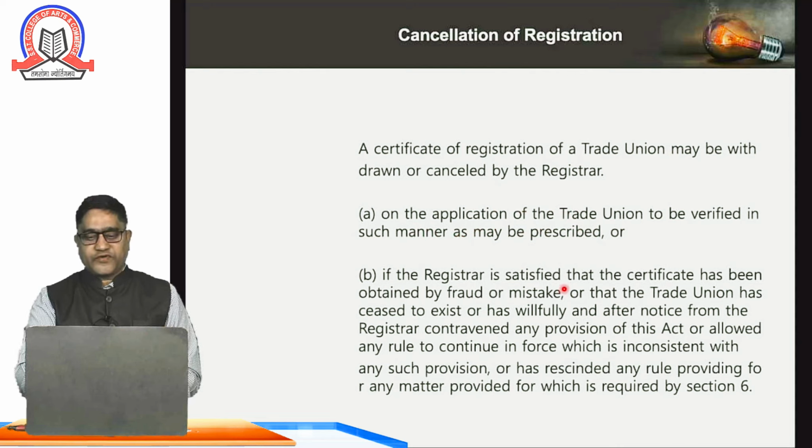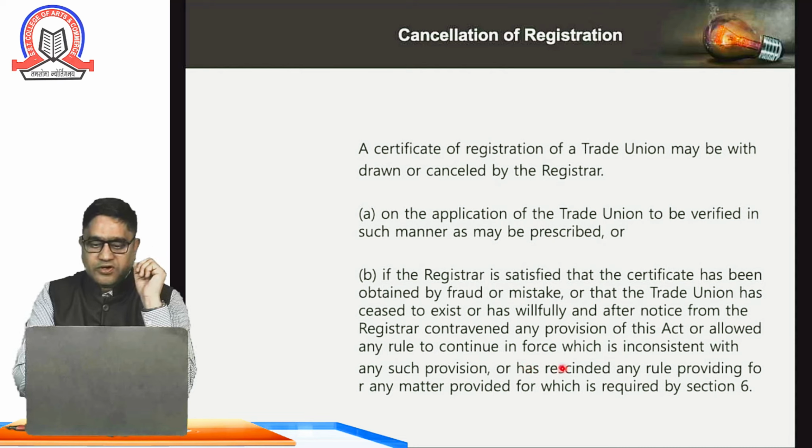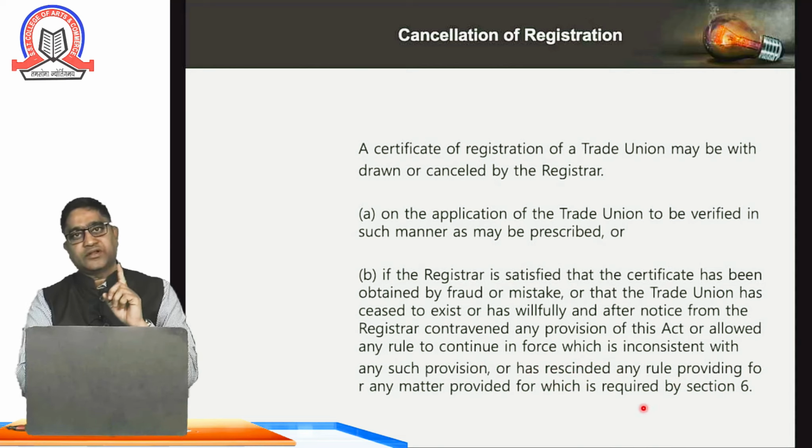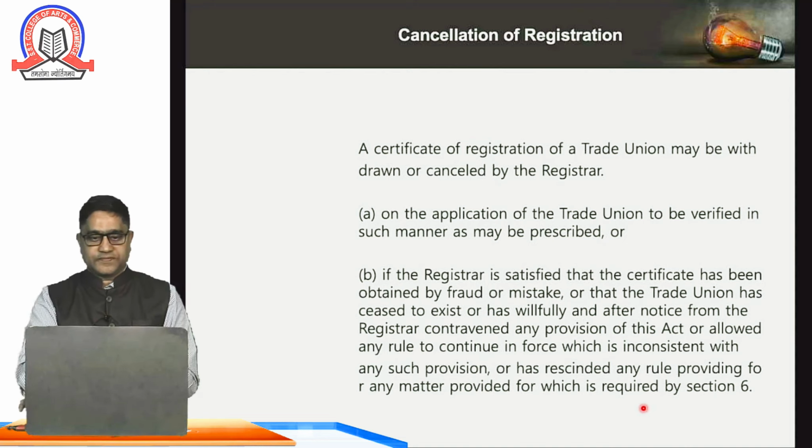If the registrar is satisfied that the certificate has been obtained by fraud or by mistake, or that the trade union has ceased to exist, that means the trade union is not at all existing, or has willfully or negligently, after notice from the registrar, contravened any provisions of the Act or allowed the rules to continue in force which are inconsistent with such provisions, or rescinded any rule, that is bypassed any rules providing for the matters provided under section 6, then only the registrar can cancel the registration. Otherwise he cannot cancel the registration.